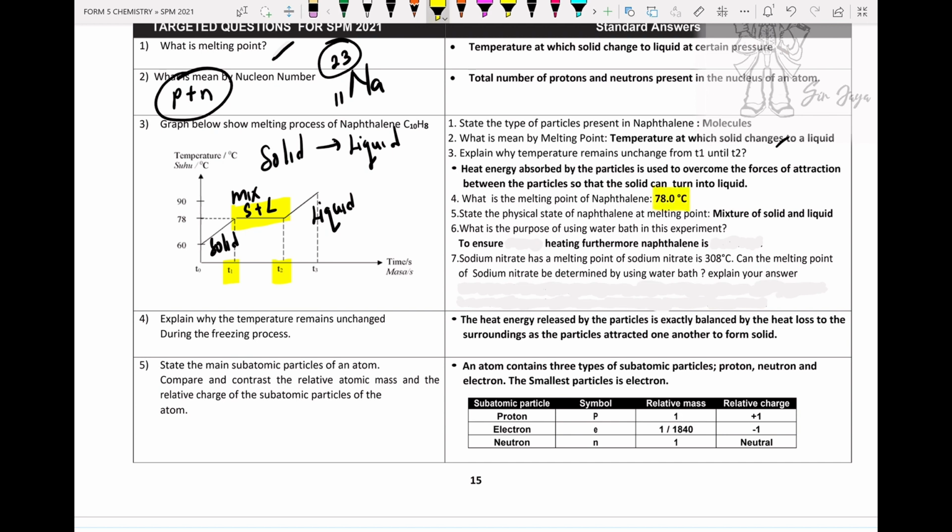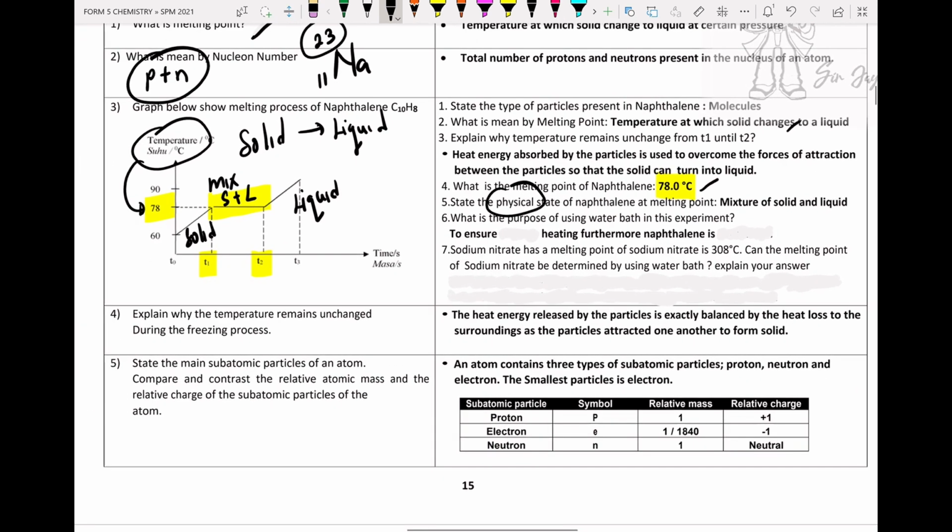Next, determine the melting point. Where is the melting point? When the particles are in the state of solid and liquid, that will be the melting point, the temperature at which solid changes into liquid. So it is 78.0 degrees Celsius. The physical state of naphthalene at the melting point, 78 degrees Celsius, is a mixture of solid and liquid. And what is the purpose of using a water bath in this experiment? It ensures uniform heating, and furthermore naphthalene is flammable.